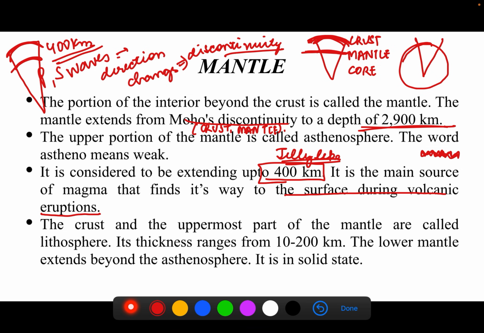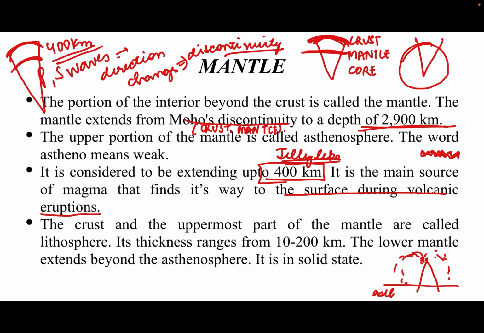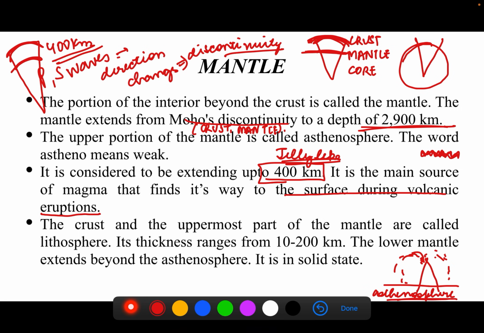We'll understand volcanoes in the upcoming slide, but just now understand that this is how volcano magma is coming out. But what is the source of it? It is mostly considered to be the asthenosphere, because it is jelly-like, not solid, and this magma is coming out.